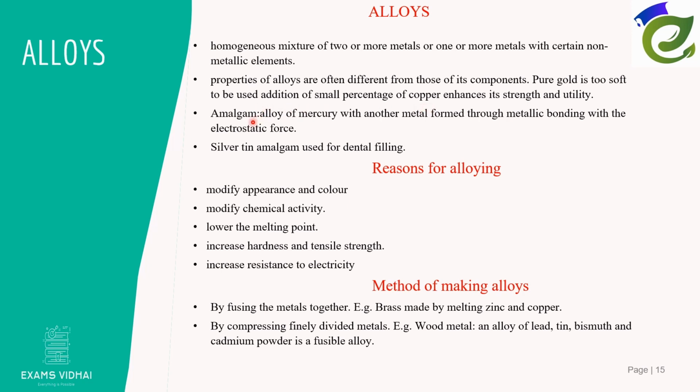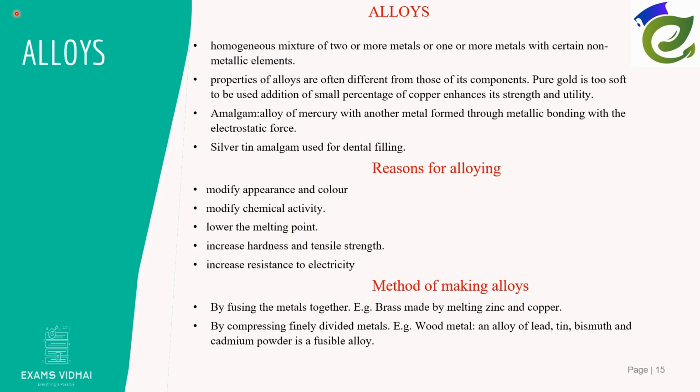Amalgam. Amalgam is an alloy of mercury with another metal, formed through metallic bonding with electrostatic force. Silver tin amalgam is used for dental filling. Reasons for alloying: it modifies the appearance and color, modifies the chemical activity, lowers the melting point, increases resistance to electricity, and increases hardness and tensile strength. Those are the reasons for alloying.